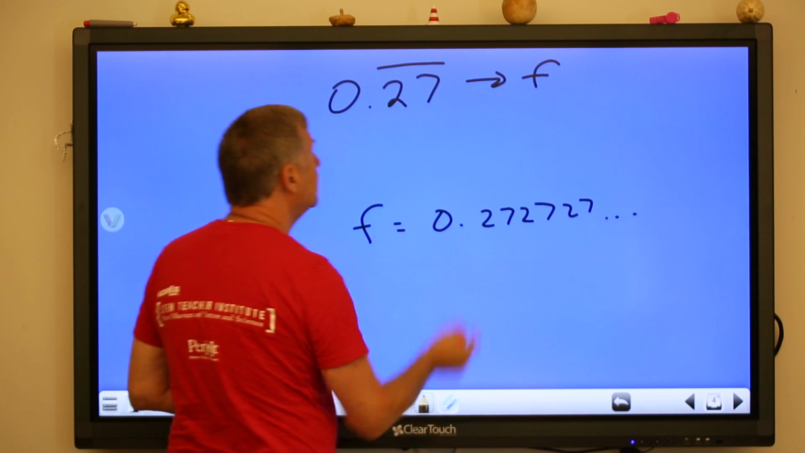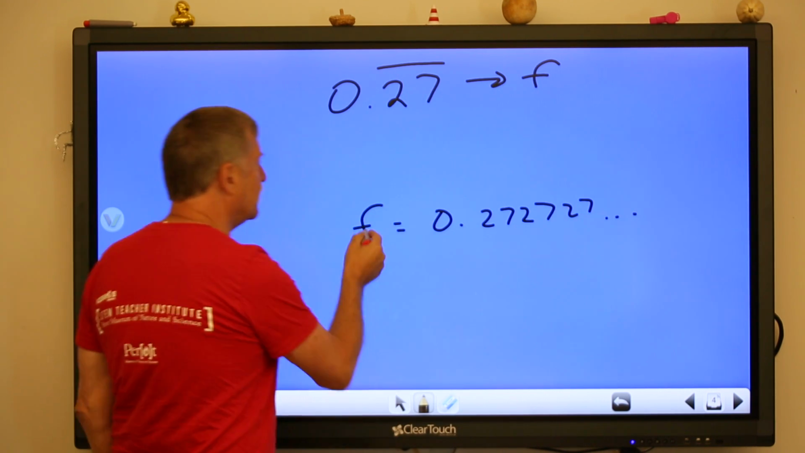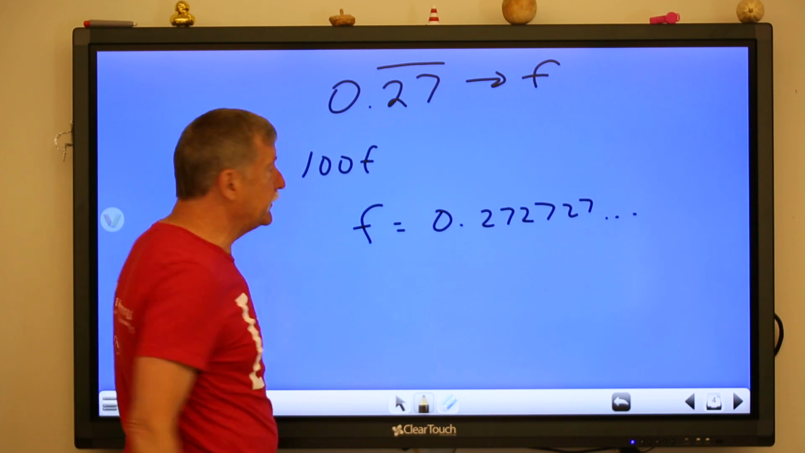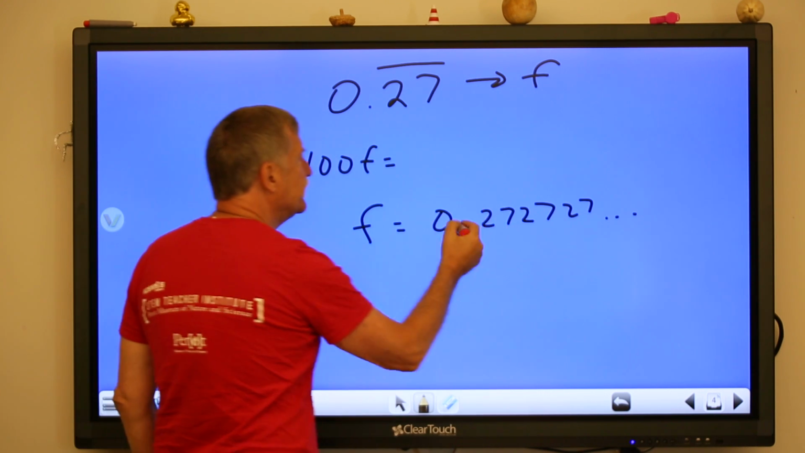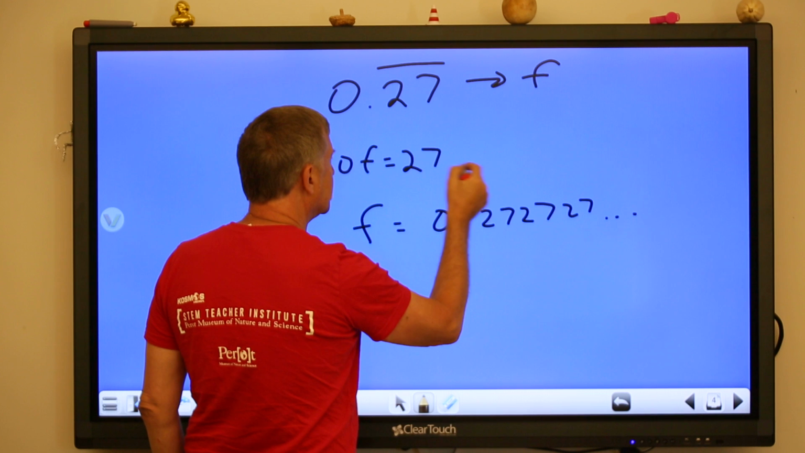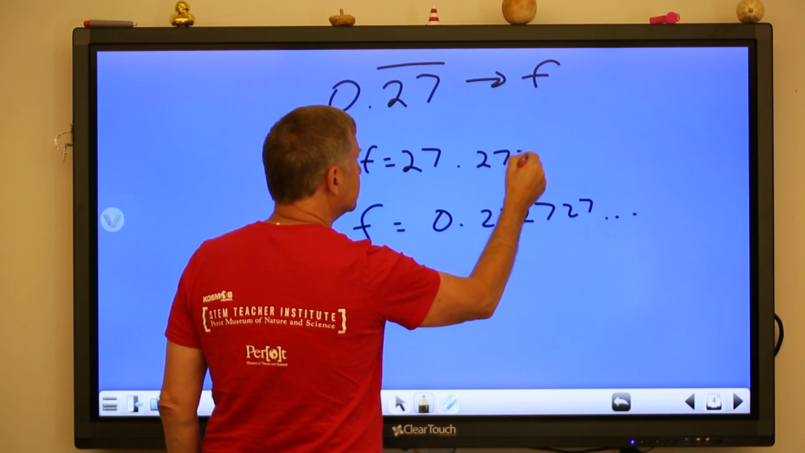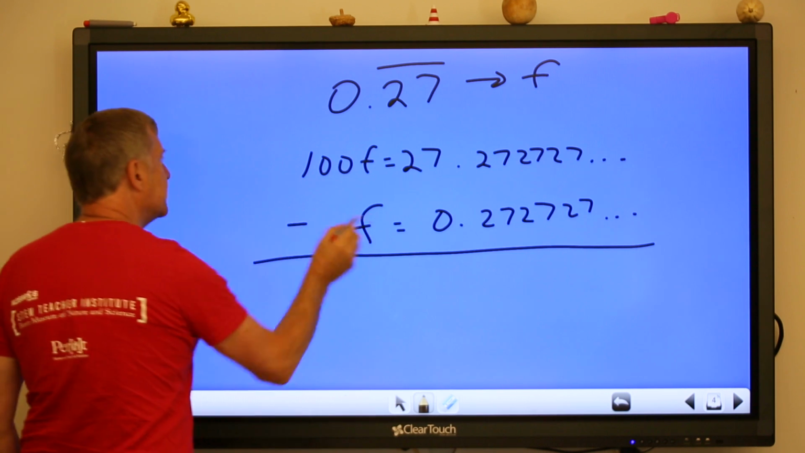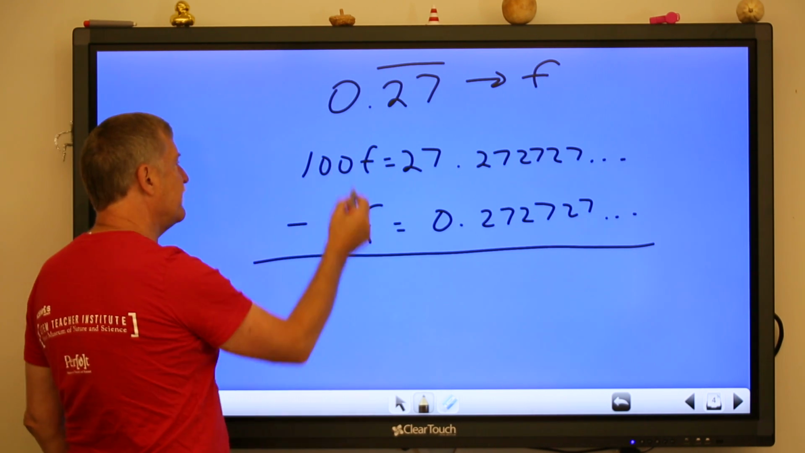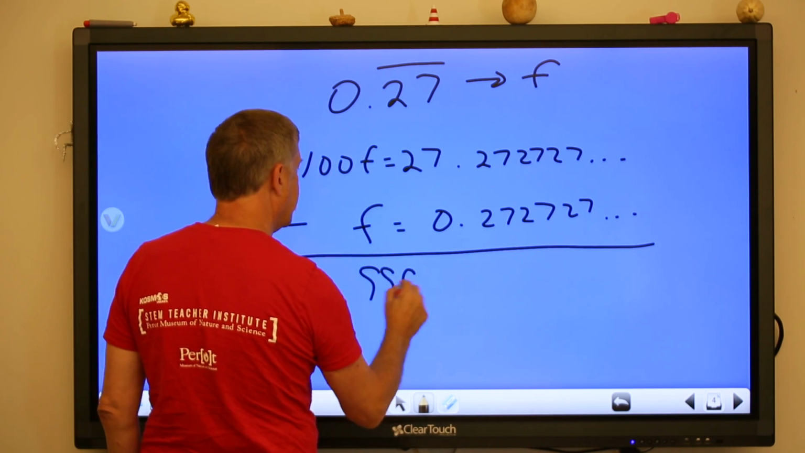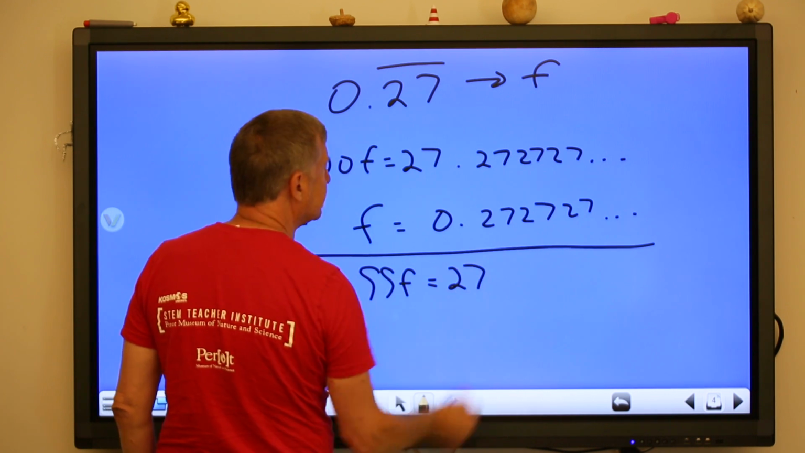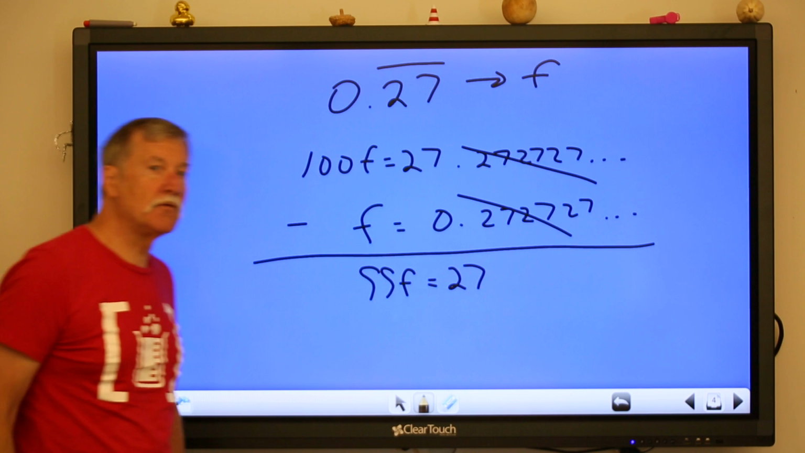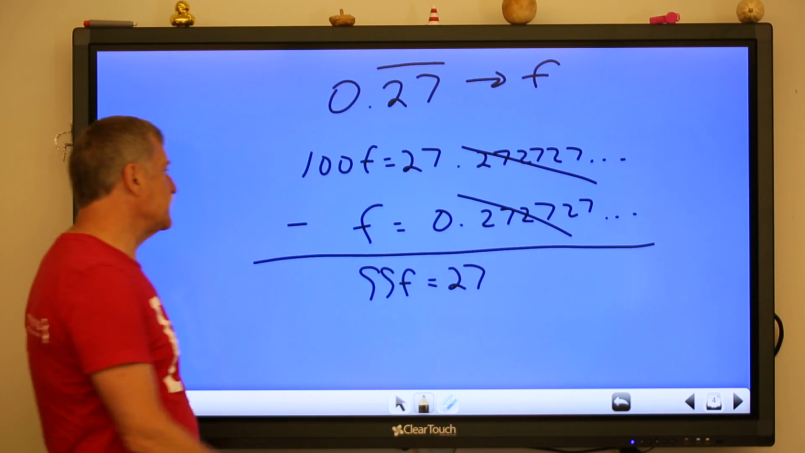Dot, dot, dot. There are two repeating digits, so I'm going to multiply this f times a 1 with two zeros after it, which would move the decimal point over two places, 27.272727, dot, dot, dot. Now I subtract the f. 100f minus f is 99f equals 27. Why? Because these guys all went away, leaving me these nice whole numbers.